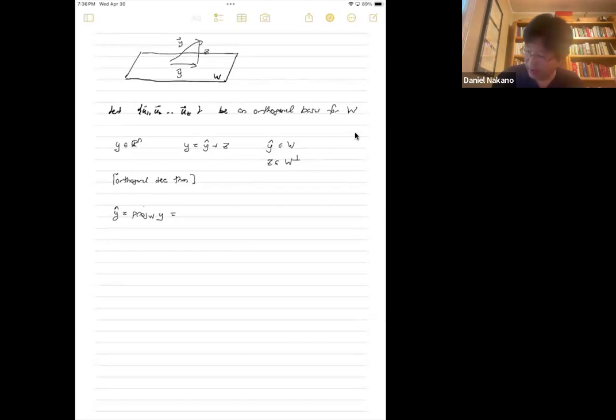And this is given by the dot product of y with u1, over u1 dot u1, times u1, plus the dot product of y with u2, over u2 dot u2, times u2, and so on, plus you take the inner product of y with ut, over ut dot ut, times ut. Okay, so there's an explicit formula for finding out what the projection is with an orthogonal basis.